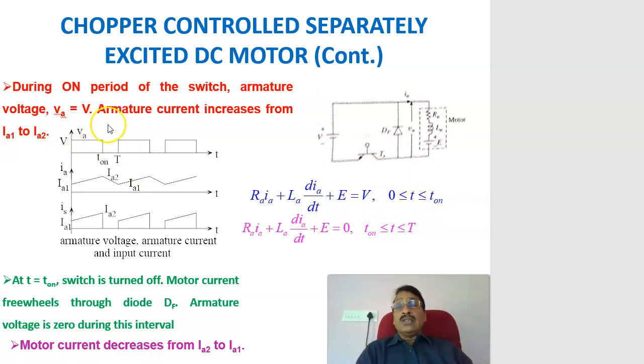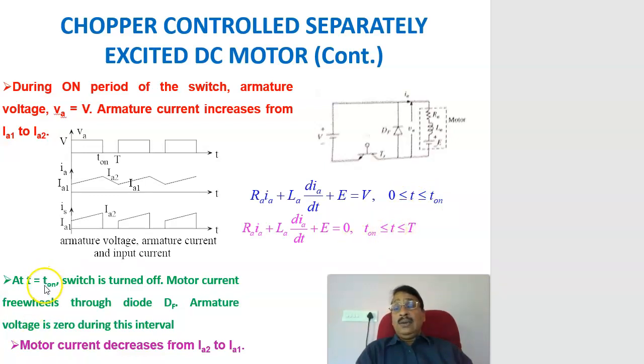When the transistor switch is off, there will be a current through the freewheeling diode, and that current is governed by the equation RA IA plus LA dIA by dt plus E equal to 0, between T on and T. Therefore, these are the two equations that govern the armature current IA. This is during the on period and this is during the off period.